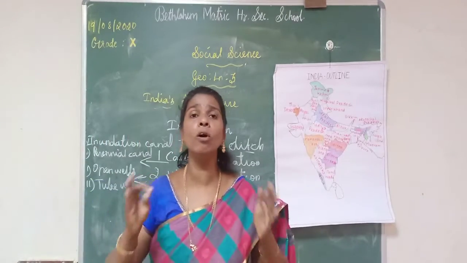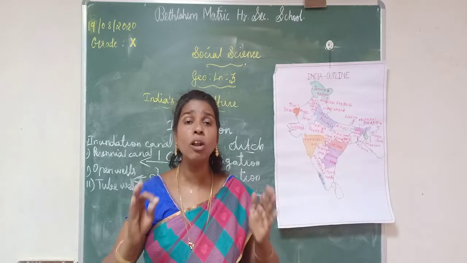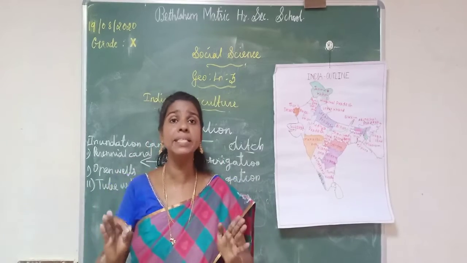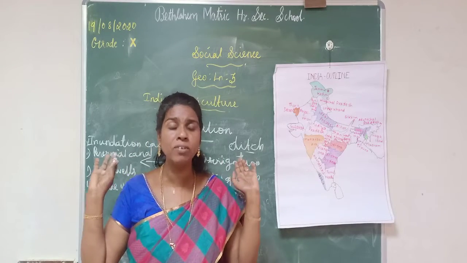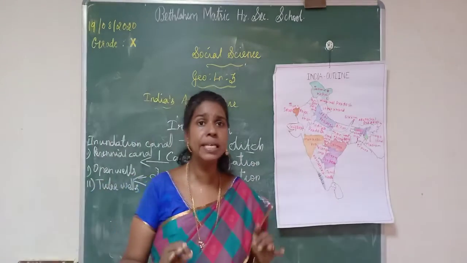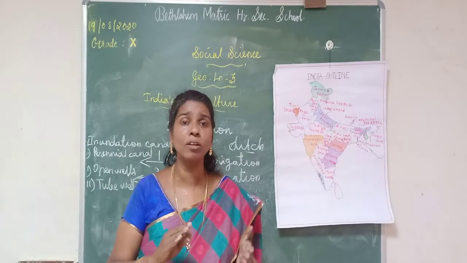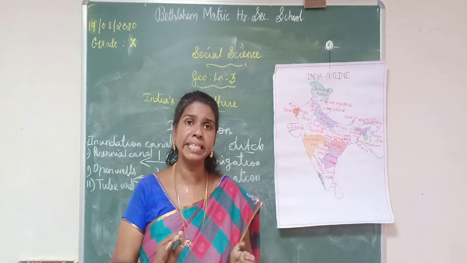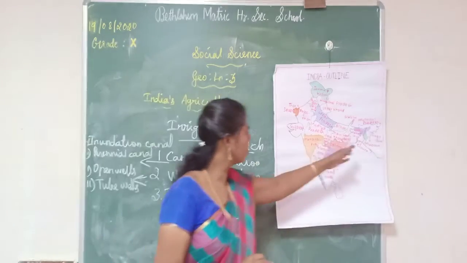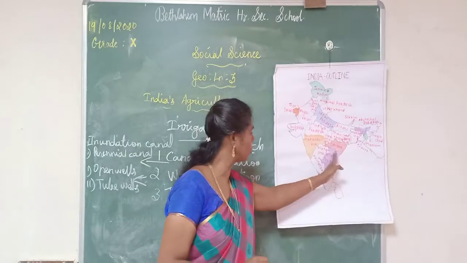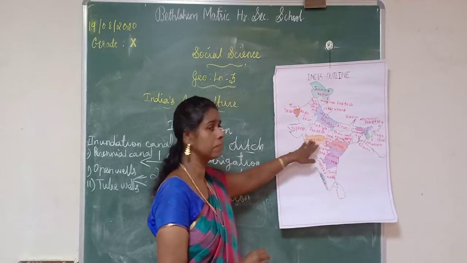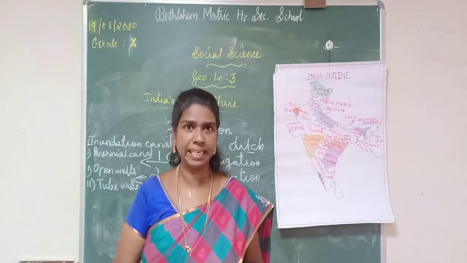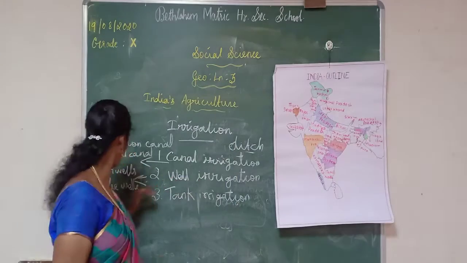An open well is simply a hole in the ground that allows access to water underground. This type of irrigation is mostly practiced in areas where water is available. For example, in river valley areas we can find water throughout the year. For example, the river areas of Ganga, Brahmaputra, Mahanadi, Krishna, Godavari, Kaveri, Narmada and Tapti mostly practice this type of irrigation. Then the second one is tube wells.